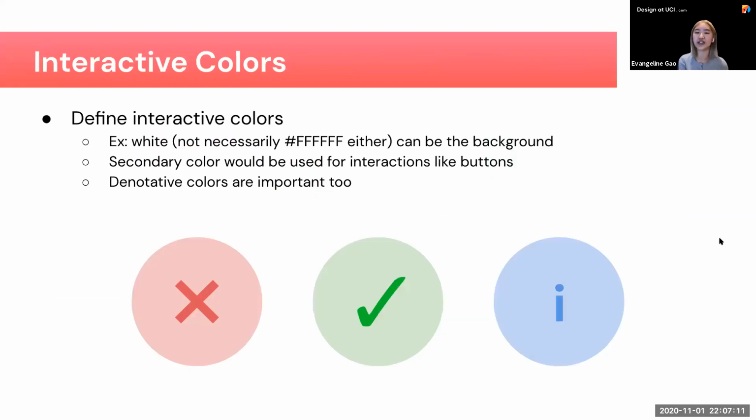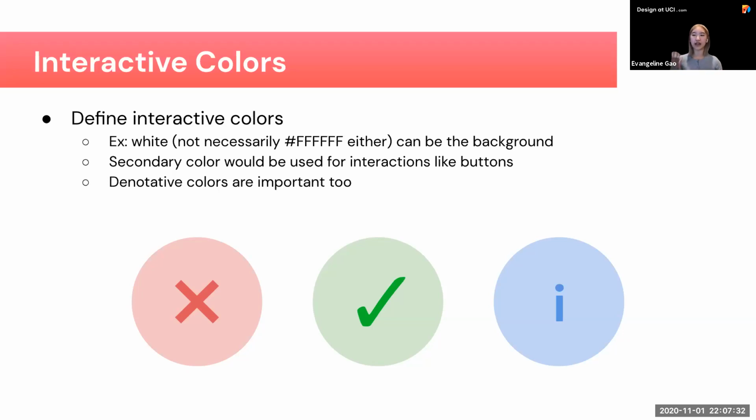So colors are also really important when you're trying to interact with your user. One thing we want to stress is to define your interactive color. Here you can see I have 3 buttons on this screen, and the background of this presentation is white. So we want to set the background to a certain color and then have denotative colors that portray an action.